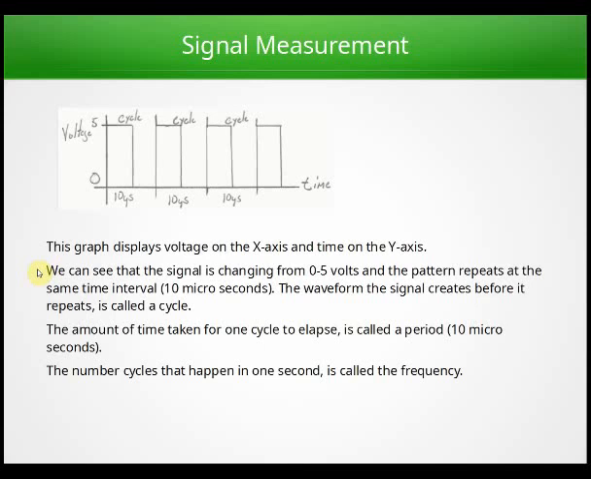The waveform the signal creates before it repeats is called a cycle. So, from this point to this point, the waveform doesn't repeat, and this is 1 cycle. It begins to repeat again at this point. So this is considered 1 cycle, 2 cycles, 3 cycles. Okay, the amount of time taken for 1 cycle to elapse is called a period. In this case, it's 10 microseconds, so this is the period of our cycle, the amount of time it took for 1 cycle to complete. The number of cycles that happen in 1 second is called the frequency.